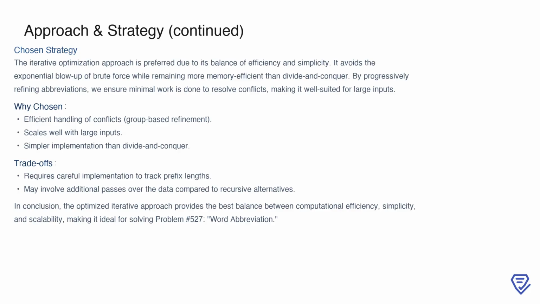One trade-off of this approach is the need to carefully track prefix lengths to avoid redundant computations. Additionally, resolving conflicts may involve making multiple passes over the data. However, these drawbacks are minor compared to the significant gains in scalability and efficiency. Overall, the optimized iterative approach is the most practical and effective solution for tackling the word abbreviation problem.